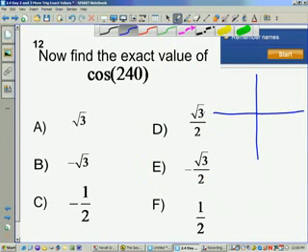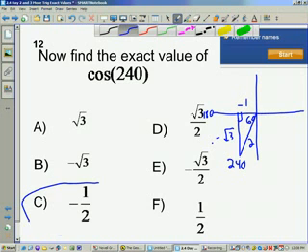Cosine of 240, over here is 180, so we go past 180 quite a bit. Looks like we go past by 60. So that makes 30, 60, 90. So that's going to be 1, 2, root 3. Now both of these are going to be negative. So now if I do cosine, it's going to be negative 1 over 2.